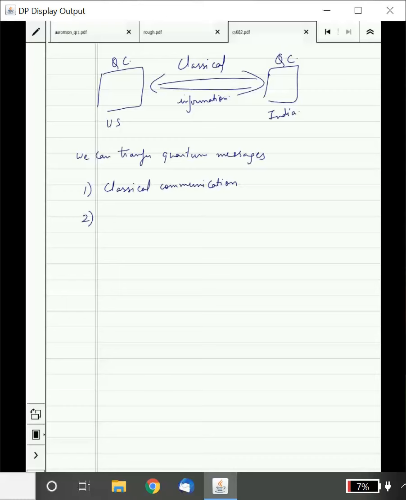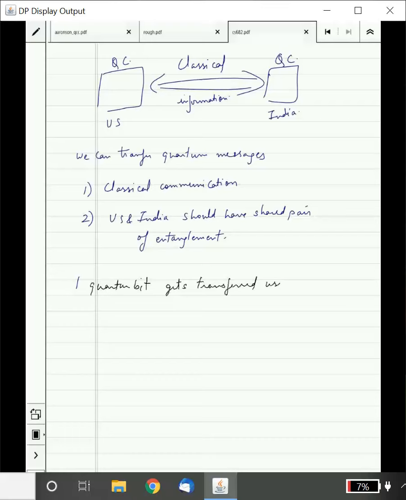US and India should have a shared pair of it. That shared pair could have been exchanged long time back. It does not depend on the information to be transferred. In this sense, this protocol seems magical. One quantum bit gets transferred using 2 bits of classical communication.